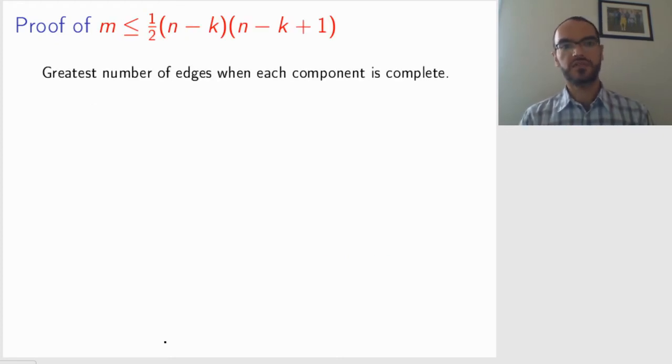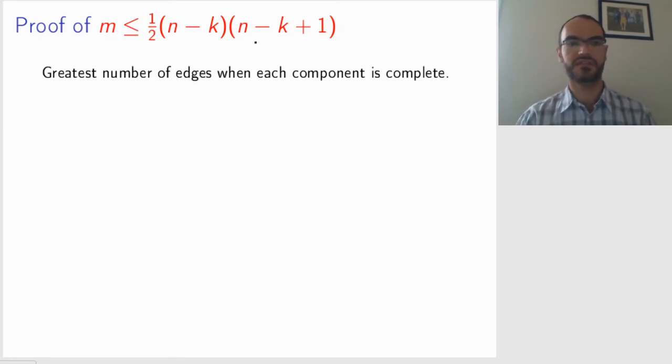Now let's do a different argument to prove that the number of edges is no bigger than this complicated thing. So we have our graph with k components. We want to prove that the number of edges doesn't exceed this upper limit. Of course, the number of edges will be the greatest if each of our components is complete, if each of our components has as many edges as possible. So if we can prove that such a graph doesn't exceed our number of edges here, then we're good.